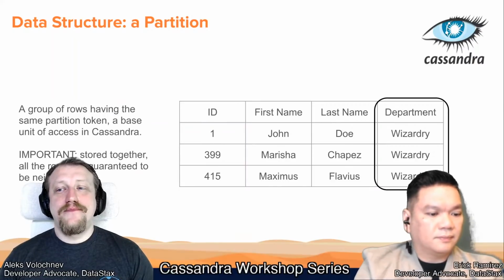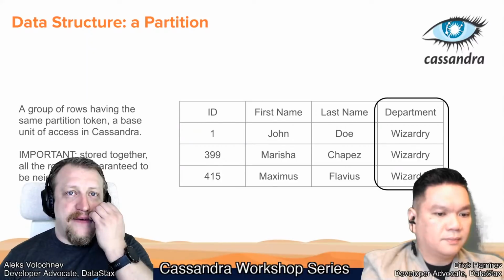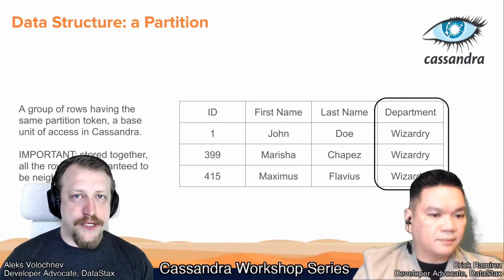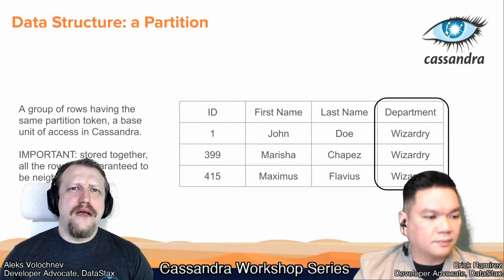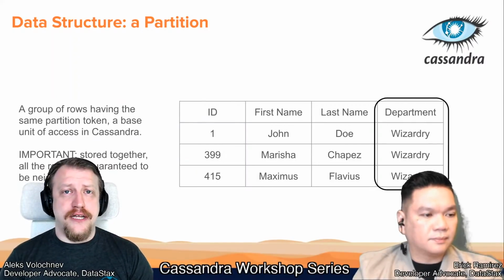In Cassandra, we have one additional base unit of access. Very important thing: partition. What is it, partition? Why don't other databases have partitions? And why does Cassandra need that?